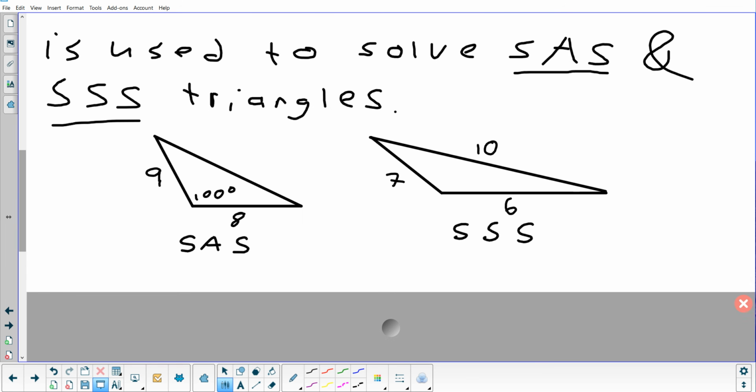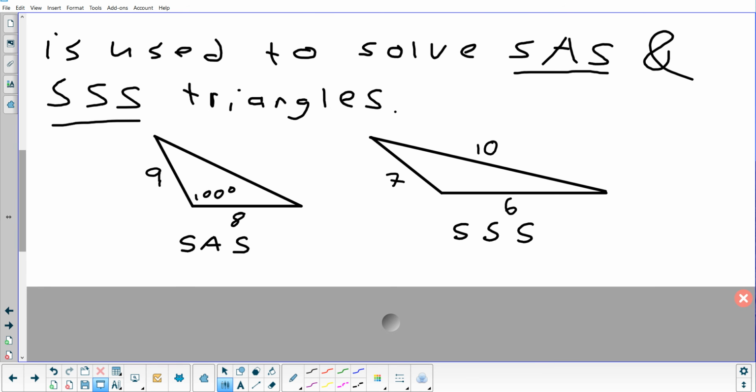Here's a sketch of a side angle side problem on the left and a side side side problem on the right. If you think about it, there is one combination of letters missing, and that's angle, angle, angle. Well, that's impossible. You can't solve a triangle if you know all the angles. How come?